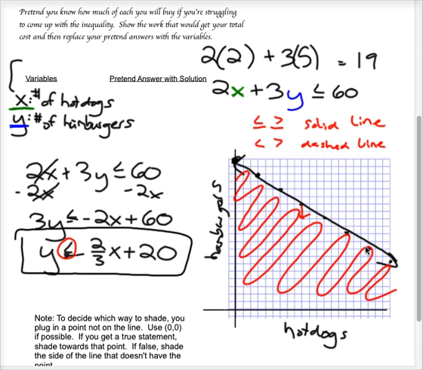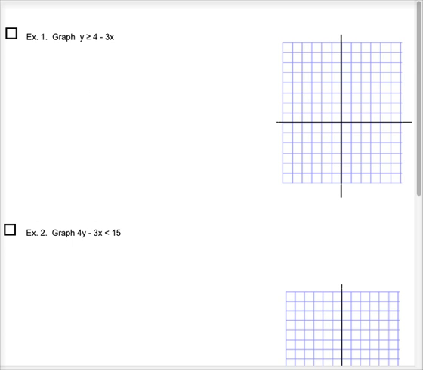So that's the gist of how to do these inequalities. Plot some points, see if you need a solid or dashed line, and then determine which area above or below you are going to end up shading. So now we're going to do quite a few of these problems to get some good practice in.